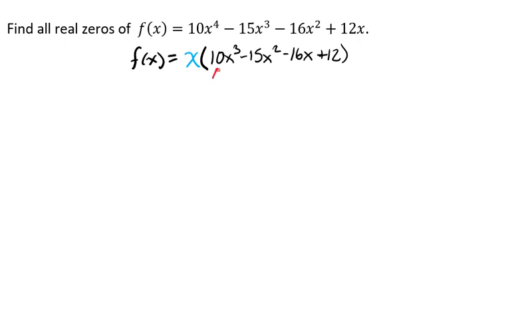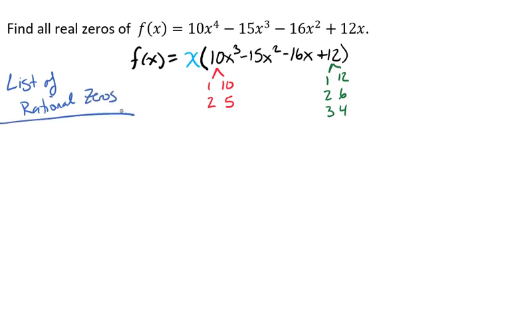And now from here, we need to find a list of rational zeros. So we need our factors, so 1 and 10 and 2 and 5. And for 12, we have 1 and 12 and 2 and 6 and 3 and 4. So for our list of rational zeros, we're going to have kind of a big list.